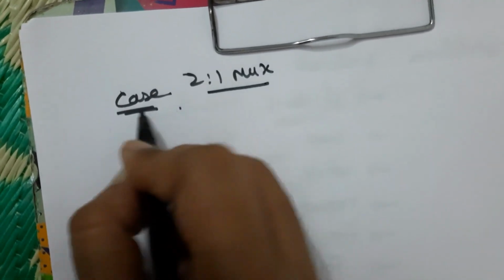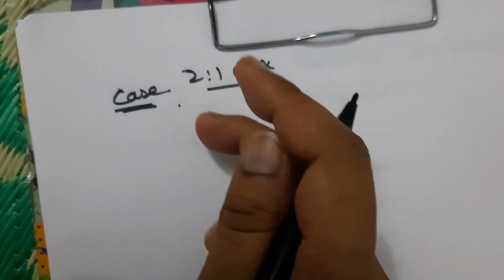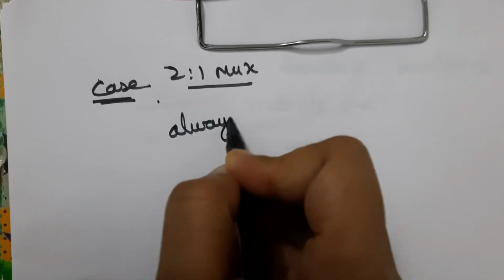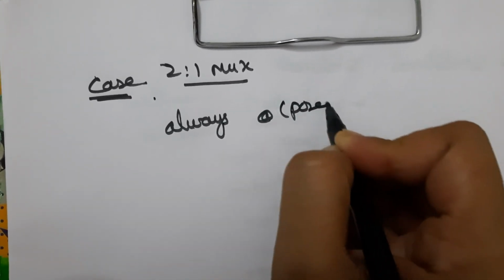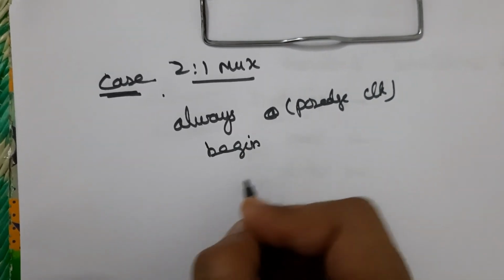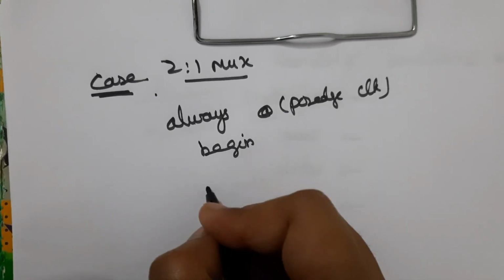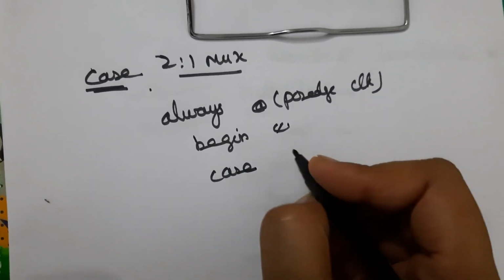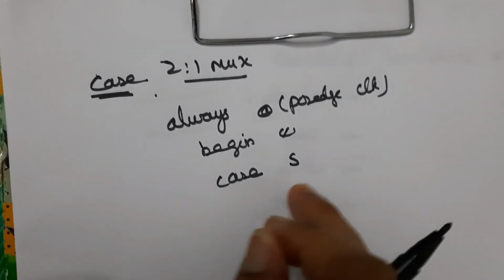And next, the same 2:1 mux represented using the case statement. So the module is the same for all cases, the module and always block are the same, so we start with the always block. Always at positive edge clock, begin. So now we start the condition. So case, we have to give the case S. So here the condition is S.